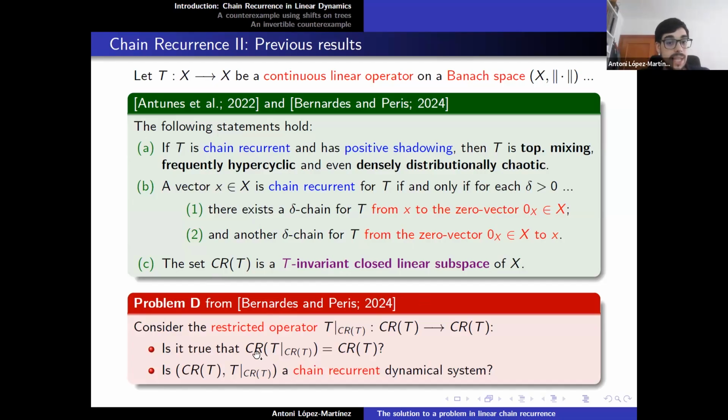So the idea is, we know that for each vector in this set, and for each delta, there is a delta chain that comes back to this vector. But the question is whether this delta chain can be taken inside the set of chain recurrent vectors, all the elements of the chain, or whether you necessarily have to go outside this set to construct this chain. That's the question.